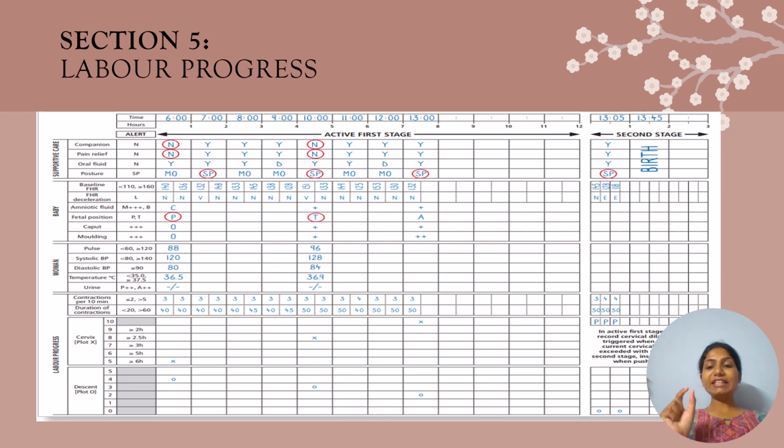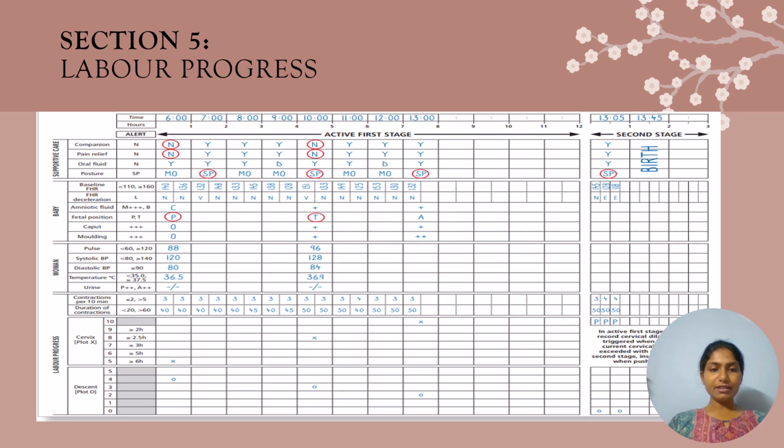And the duration of each contraction. One contraction lasting for how many seconds? If it is lasting for more than 2 minutes, it is called hypertonus. So this we have to write. And then for the labor progress, we have to see the cervical dilatation.